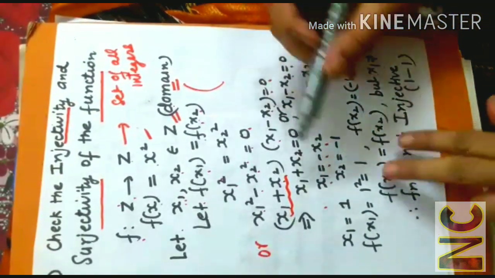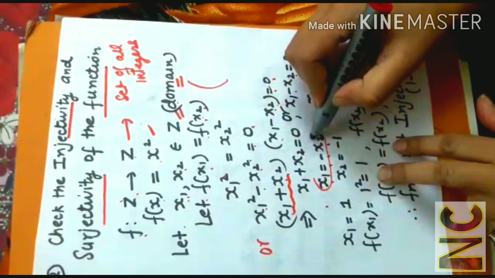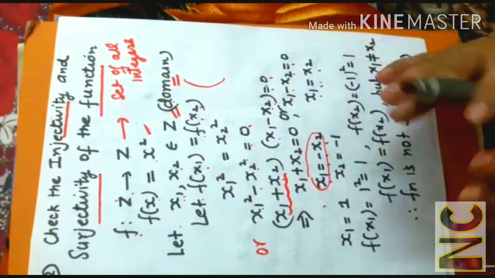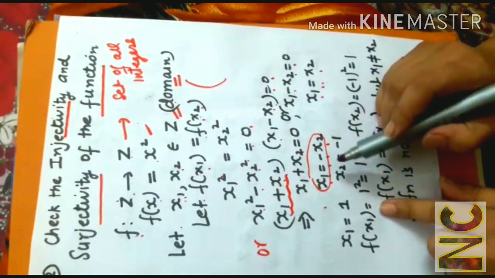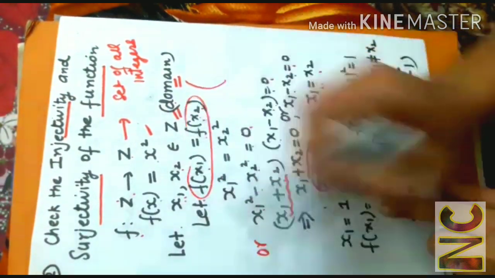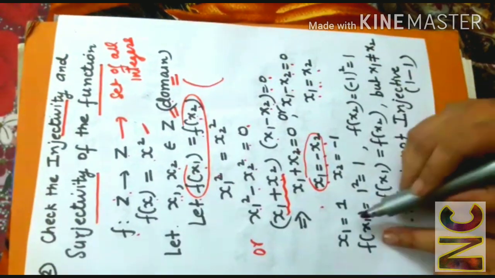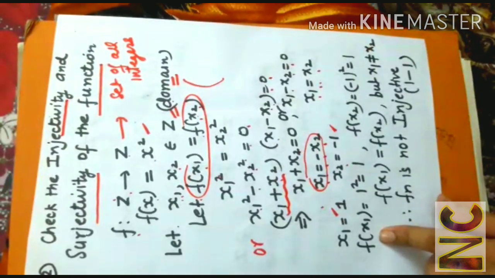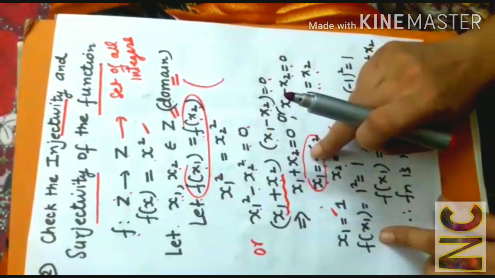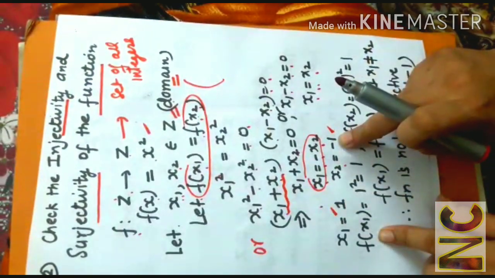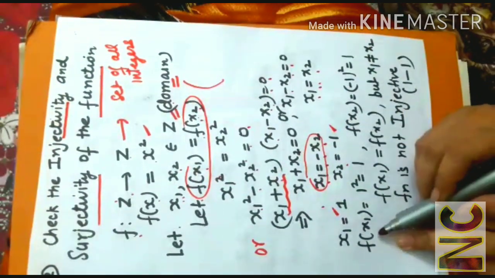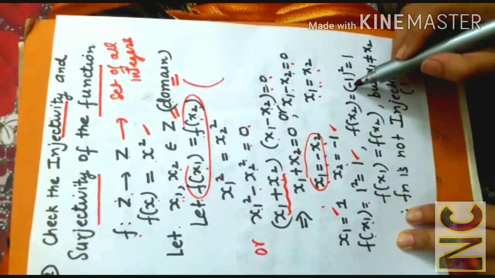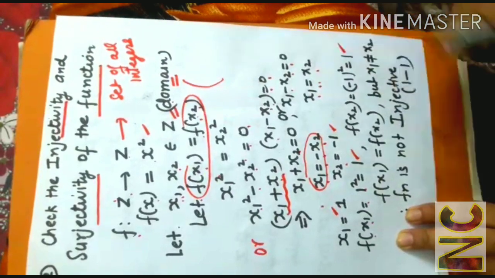Now look here. This means that if x1 and x2 are negative of each other, then the images are the same. So if I take x1 to be 1 and x2 equal to minus 1, then this conclusion states that at these 2 points the images will be the same, and I can check: f(x1) will be equal to 1 squared, which is 1. f(x2) is equal to the square of minus 1, which is 1.